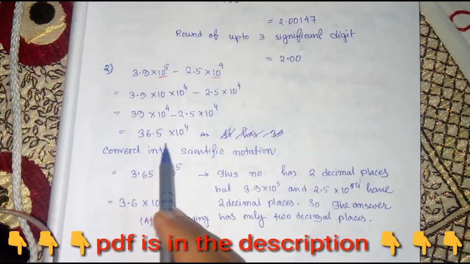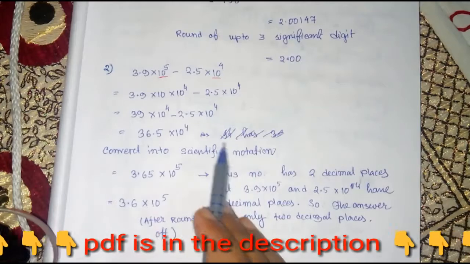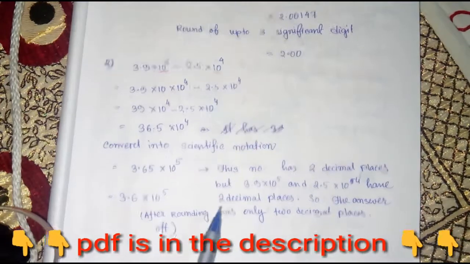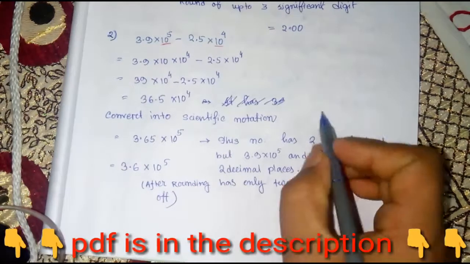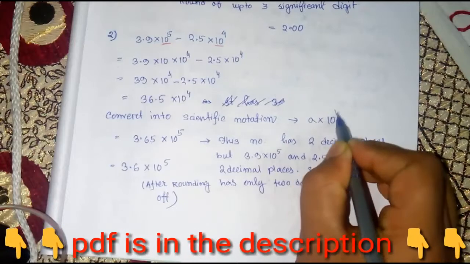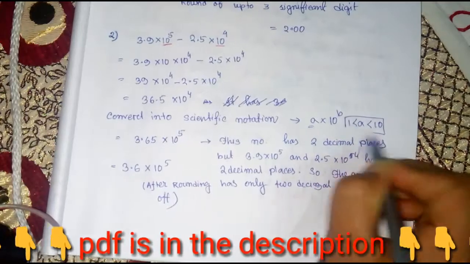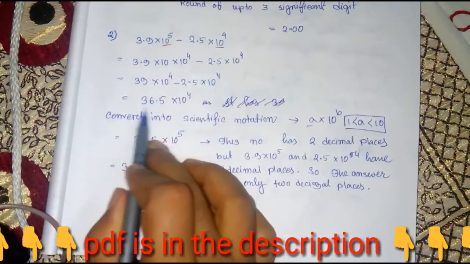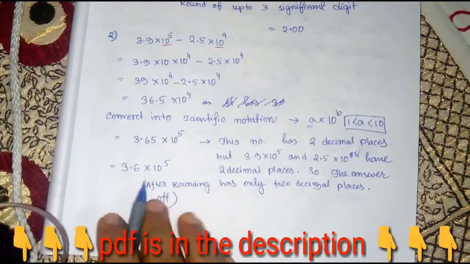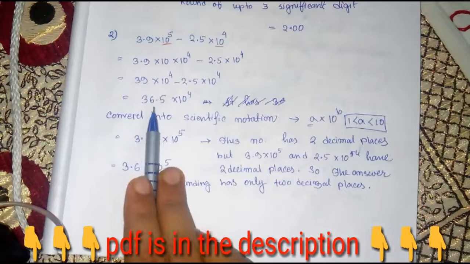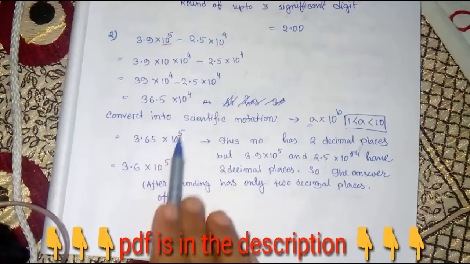this may confuse you, so you have to convert it into scientific notation. For any type of confusion you have to convert it into scientific notation. Scientific notation is like this: a into 10 to the power b, where a should be greater than 1 and less than 10, right? This is the condition. So here 36, if this is a, 36 is greater than 10, so we have to convert it into 3.65. So the power will be 5, not 4.